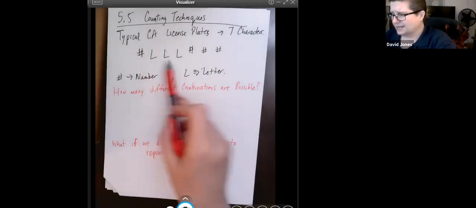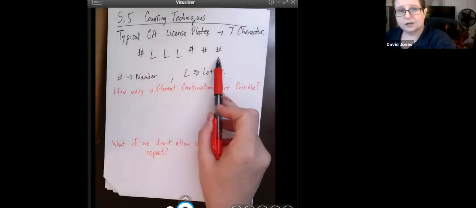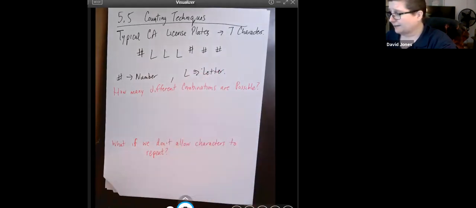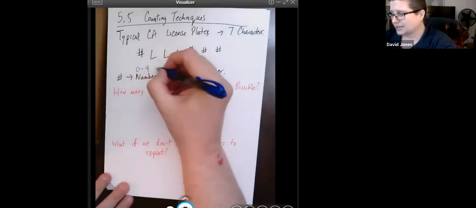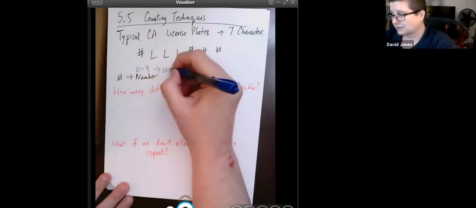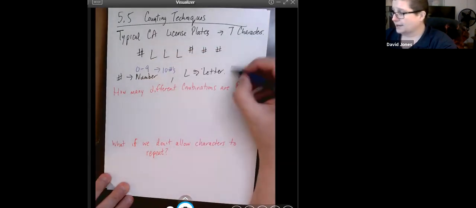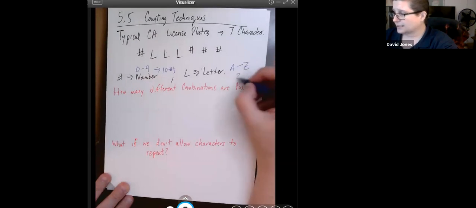Now, in the first one, each of these is independent of the character before it and the character after it. So you can use your multiplication rule for independent events here. How many different numbers are possible? We've got 0 through 9, which is 10 numbers. And A through Z is 26 letters.